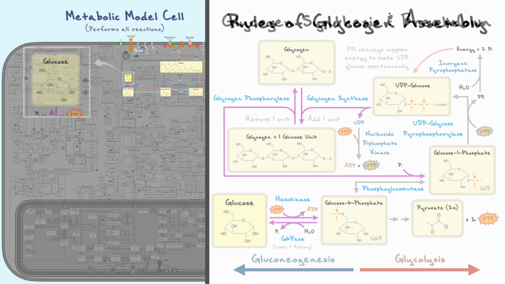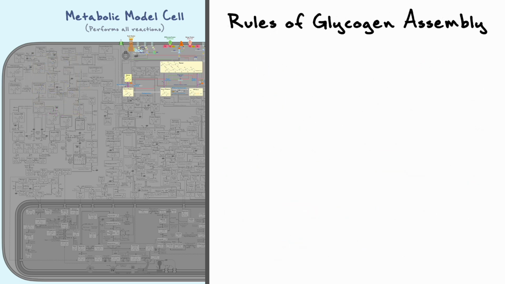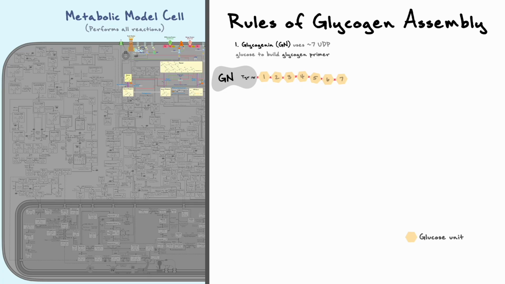Now, what I want to cover before we discuss regulation are the general rules that govern how glycogen is synthesized and broken down. To do so, let's start from the very beginning with glycogenin. As I mentioned before, glycogenin will kickstart the glycogen molecule by creating a primer of about 7 glucose residues. Recall that the very first glucose unit that is covalently bound to the tyrosine 195 will be the only unit with a reducing end for the entirety of this molecule.